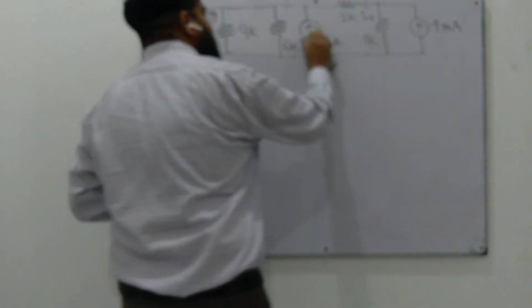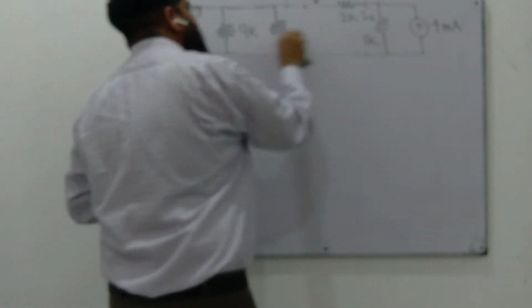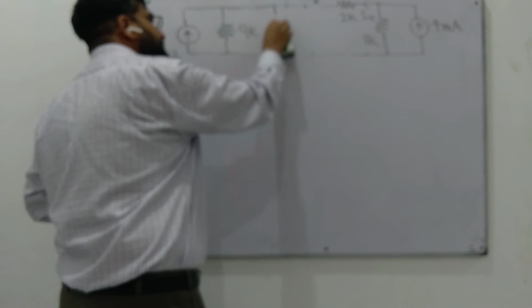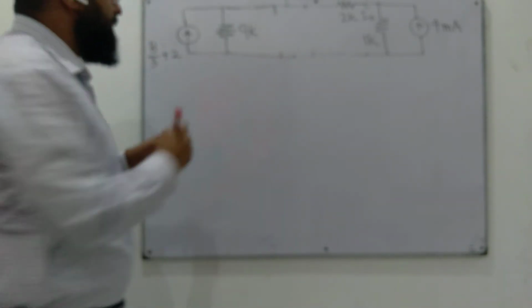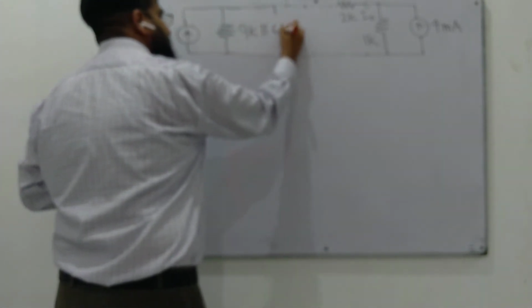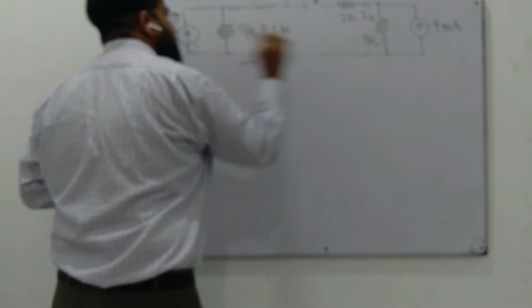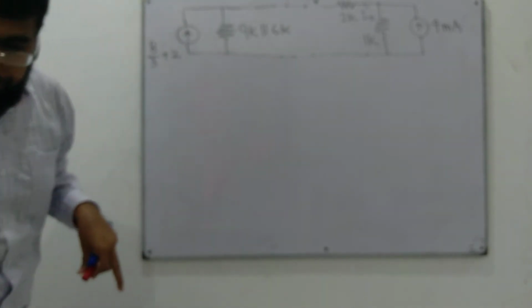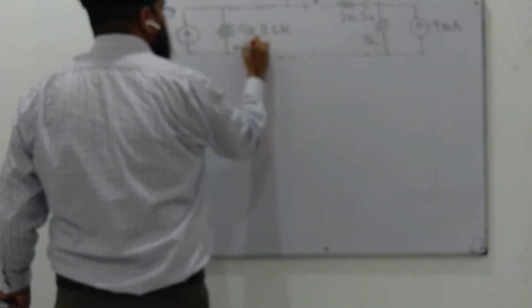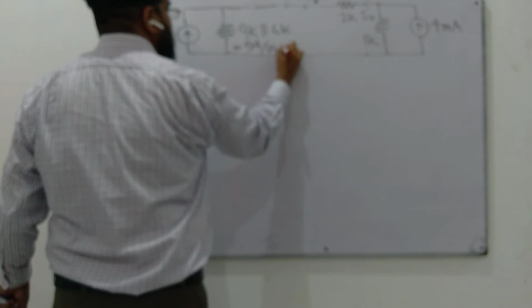So 8 by 3 plus 2, 14 by 3 milliampere, and 9K in parallel with 6K, which is 54 by 15 kilo ohms.